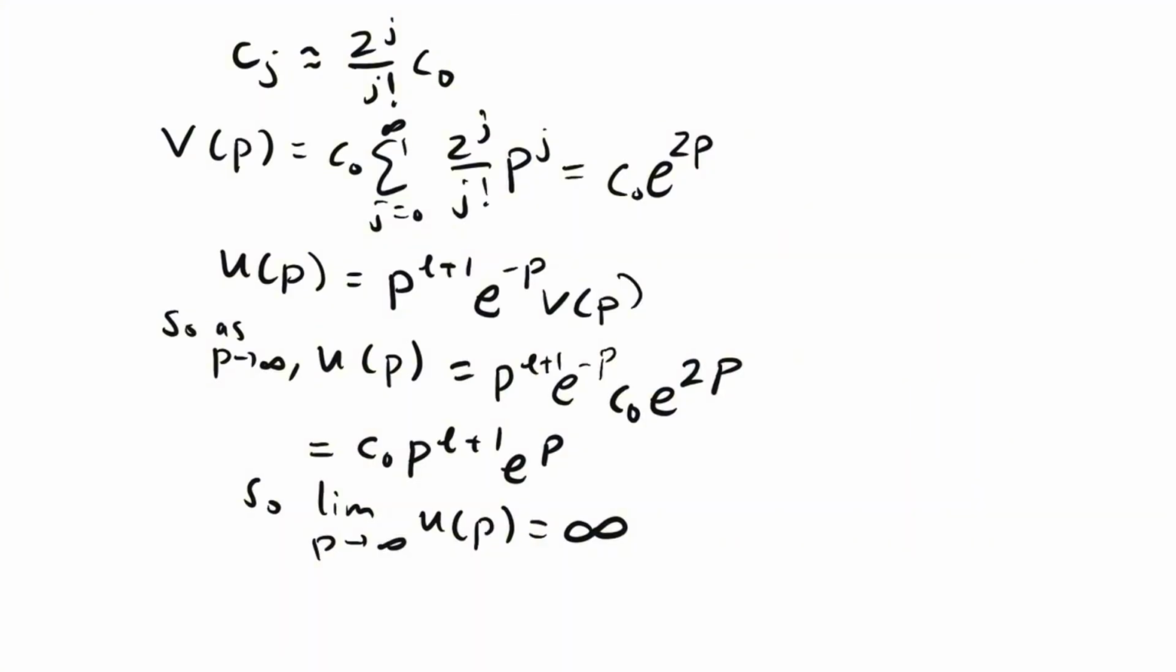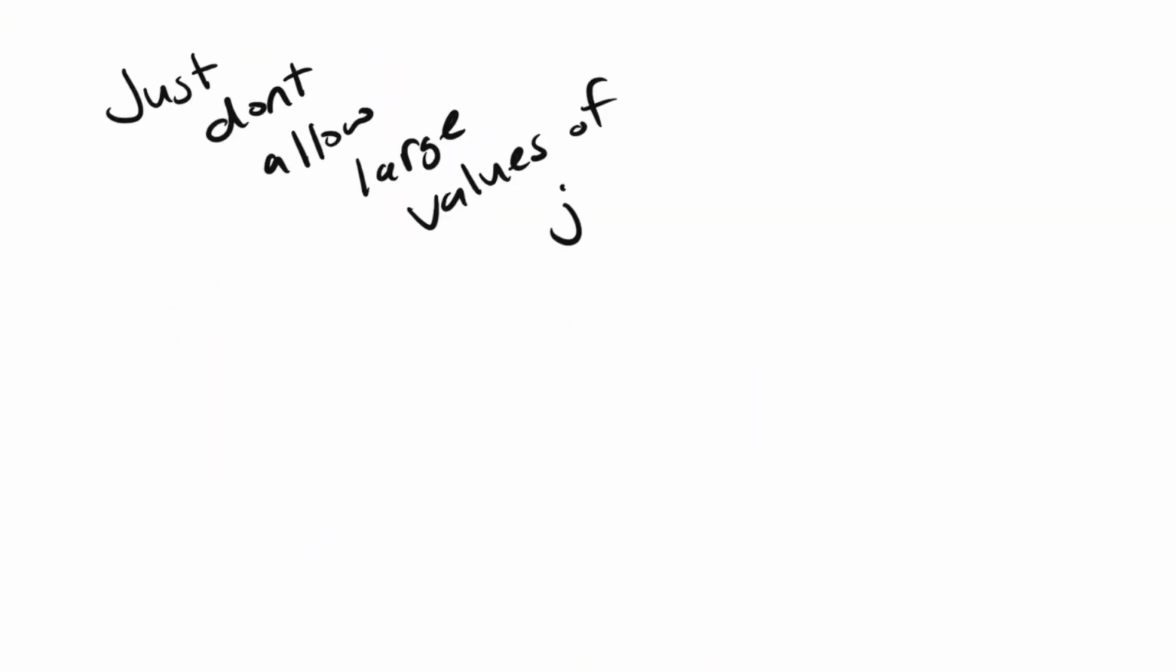The answer sounds a bit silly, but it's actually genius. Just don't allow large values of j. At a certain point, we have to stop counting if we want finite solutions. This isn't artificial, as long as we can find a certain set of parameters within our solution that works.